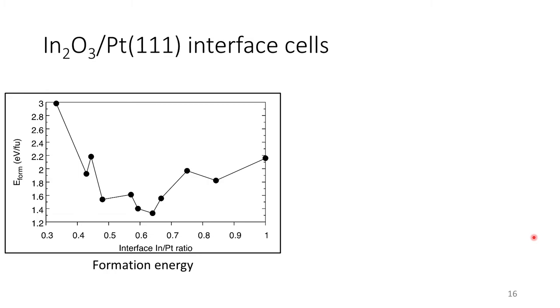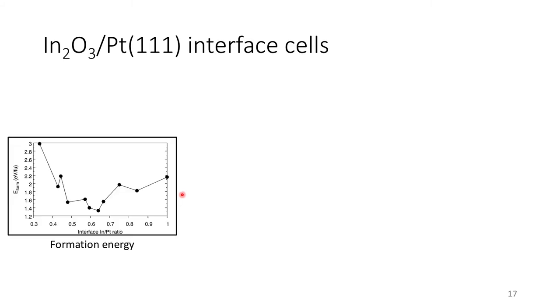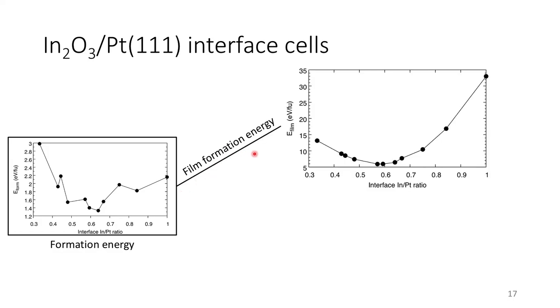This analysis generates the plot shown to the left, which shows the formation energy relative to the interface indium to platinum ratio. And this ratio only includes platinum atoms in the top surface layer. As you can see, there's a fairly complex relationship between formation energy and indium to platinum ratio. But we can break this formation energy down into two components. One, the film formation energy, which is the energy to create a monolayer film of indium oxide from bulk indium oxide. This term follows an equation of state type shape, where the lowest strain structure is at the minimum.